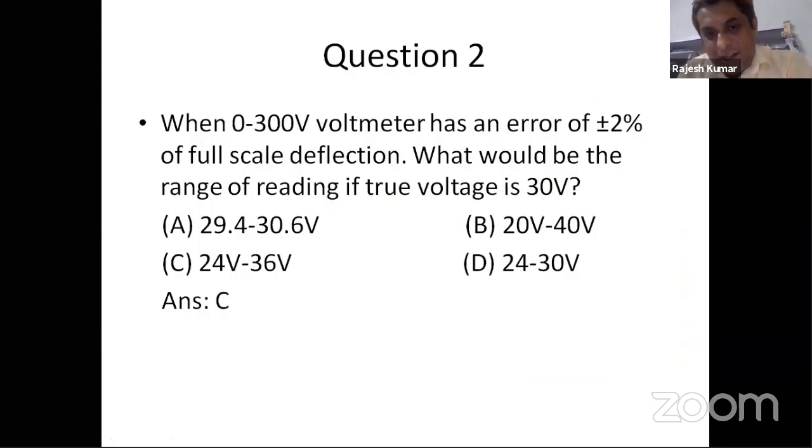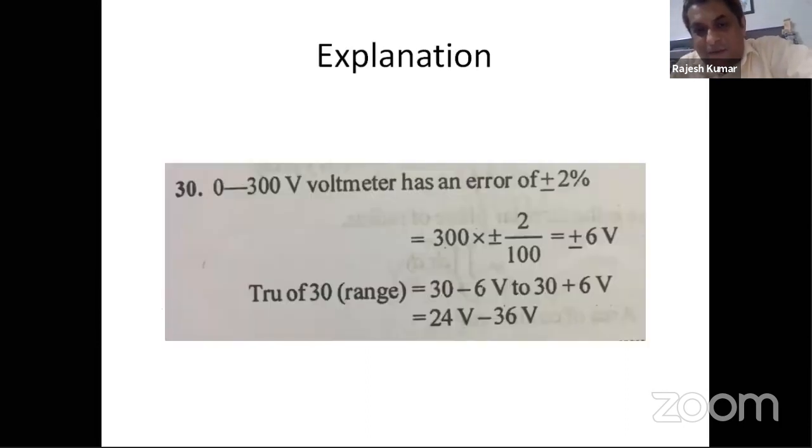Now, next: a 0 to 300 volt voltmeter has an error of plus minus 2% of full scale deflection. That means you have a voltmeter that can measure between 0 and 300 volts, and you have an error of plus minus 2%, plus side 2% and minus side 2% also. So what is the range of the reading? Suppose you are measuring 30 volt from that voltmeter. What will be the voltage that you will be measuring?